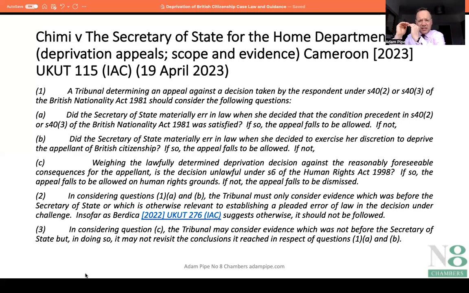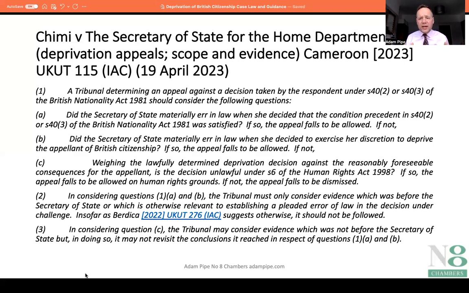So the first question is the condition precedent, and the tribunal's looking at, did the Secretary of State err in law? Second question is the question of discretion, and looking again, did the Secretary of State err in law? And then thirdly, the tribunal, making its own merits review, assesses human rights.